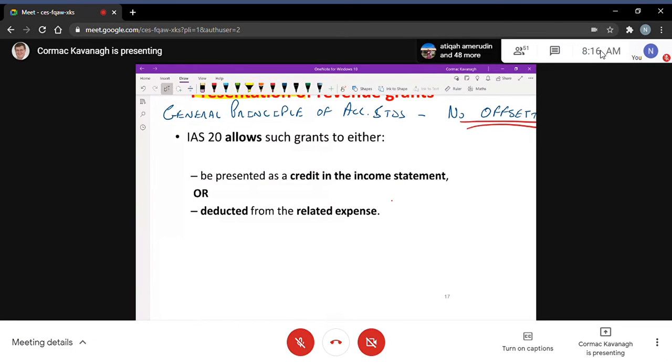So we have either credit the income statement. So we have an expense, which is the debit in the income statement, and income, which is a credit in the income statement. So we show the expense and the related revenue separately, or we just offset. So the key here is there is a choice. Generally speaking, this is unusual.